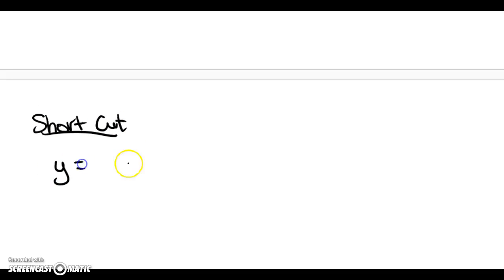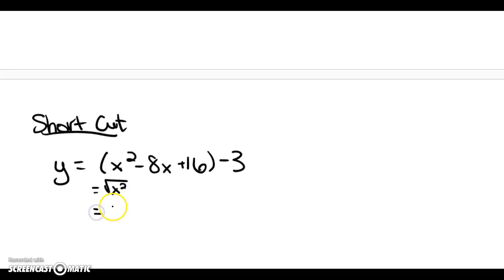Suppose we were at that point where we had x squared minus 8x plus 16, and then subtract 3 on the outside of those brackets. So here's that shortcut method. You're going to take the square root of your first term. So the square root of x squared, you should get x. Then you're going to take the square root of your last term. So the square root of 16 is 4.